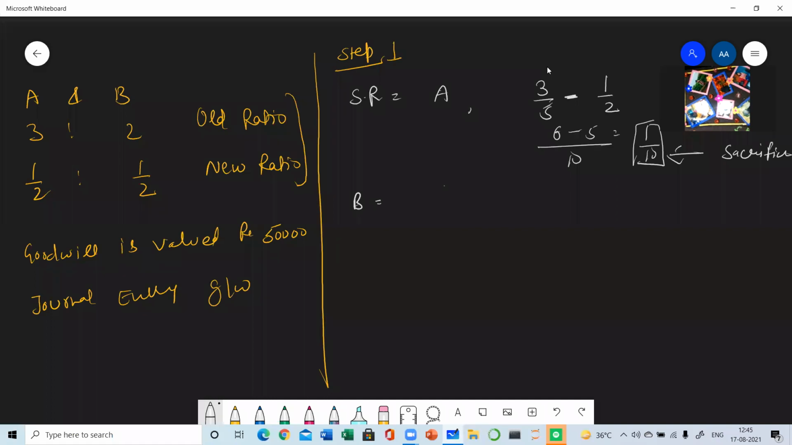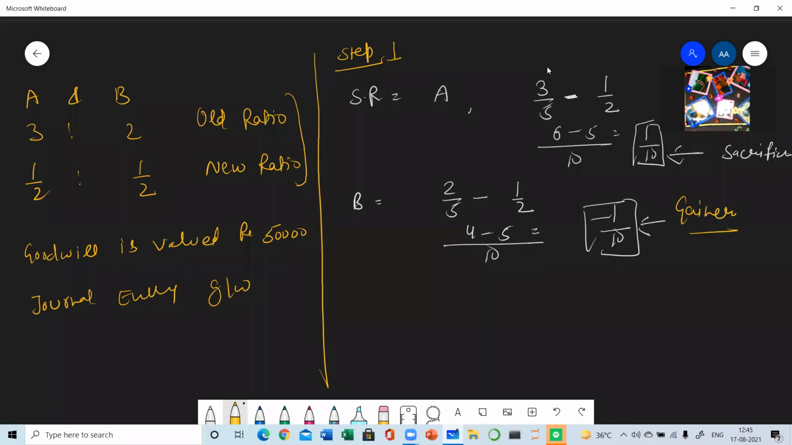So what is the old ratio of B? 2/5. And what is the new ratio? 1/2. 4/10 minus 5/10 is minus 1/10. As you can see, B's ratio has come negative. If any partner's ratio is coming negative, it means that partner is the gainer. Why? Because earlier he was getting the lesser share and in future he will be getting the larger share. It means he has gained some share and this gain must equal the sacrifice. Always remember this.